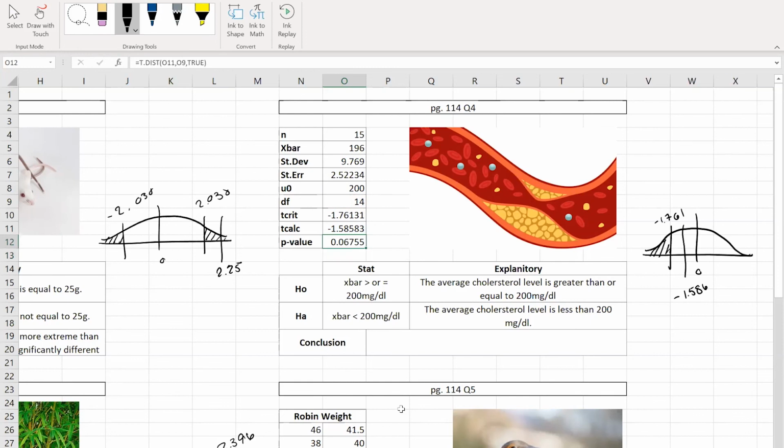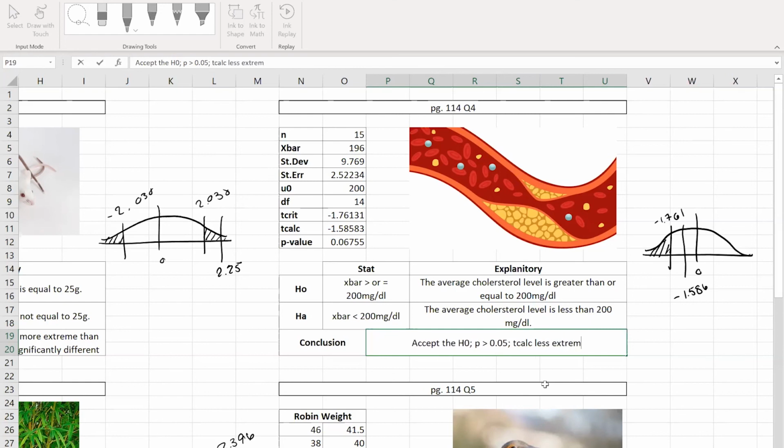And it is. So we accept the null hypothesis. P is greater than 0.05. T-calc is less extreme than T-crit. The drug does not reduce cholesterol.